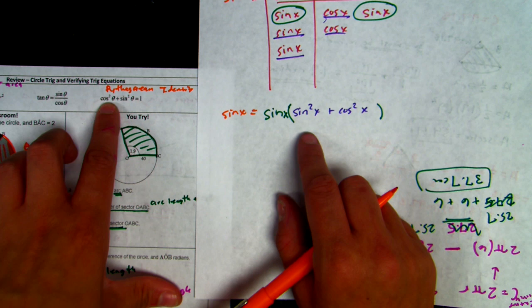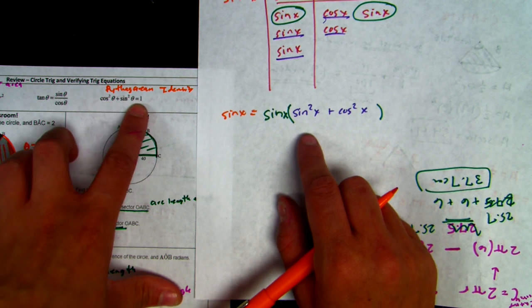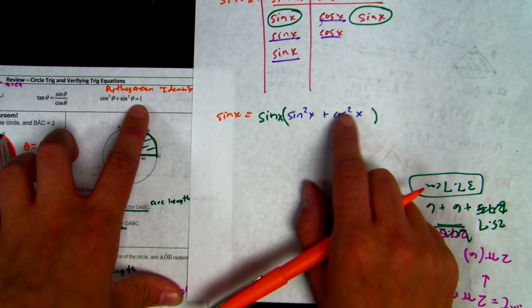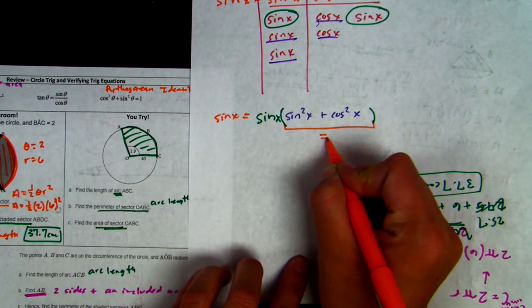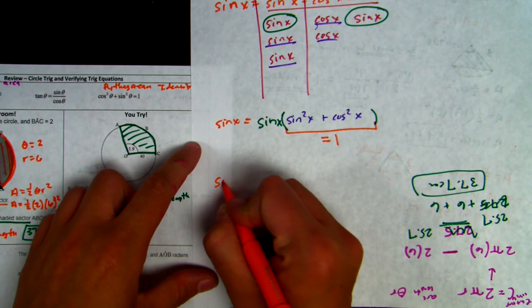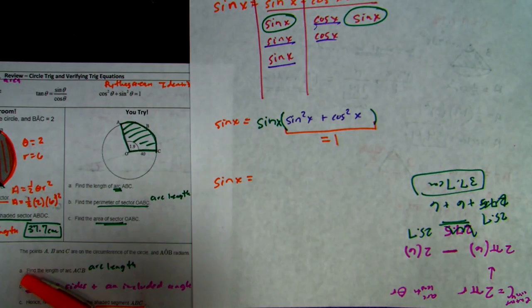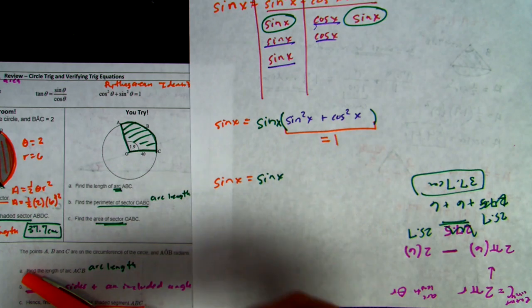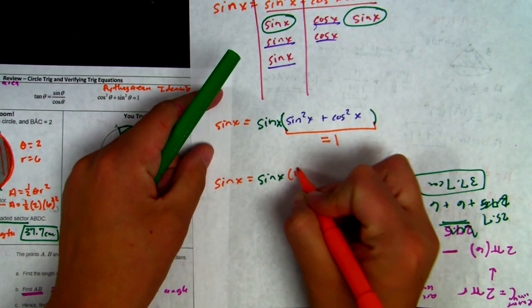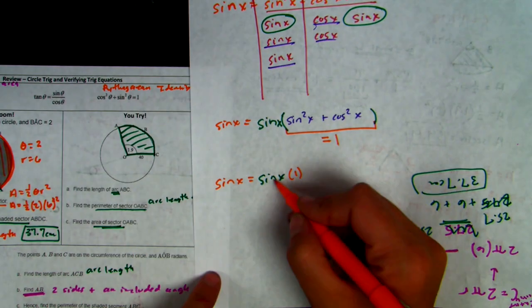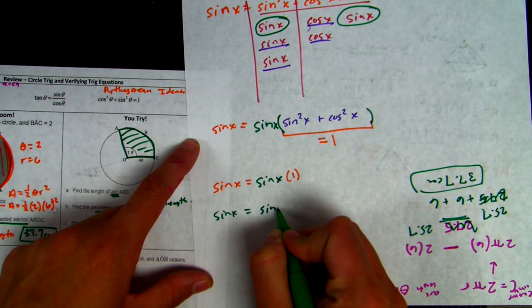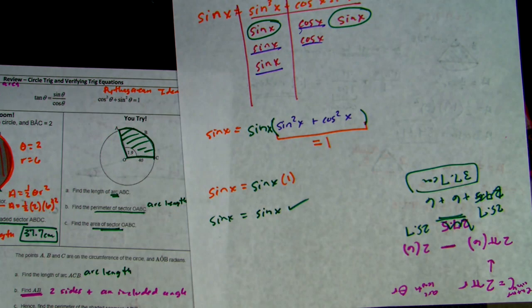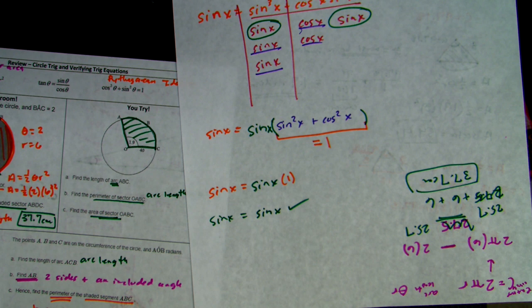I see that cosine squared theta plus sine squared of theta is equal to 1. I see cosine squared x plus sine squared x here. So I know that this entire thing is equal to 1. So I have sine x equals sine x times 1. Well, that checks out because sine x times 1 is just sine x, so that gives me sine x is equal to sine of x. Check. Done. The left-hand side of the equation looks just like the right-hand side of the equation.